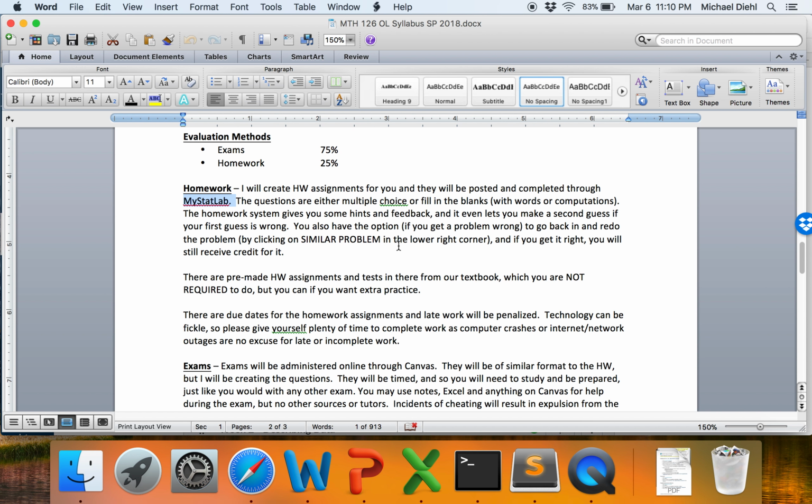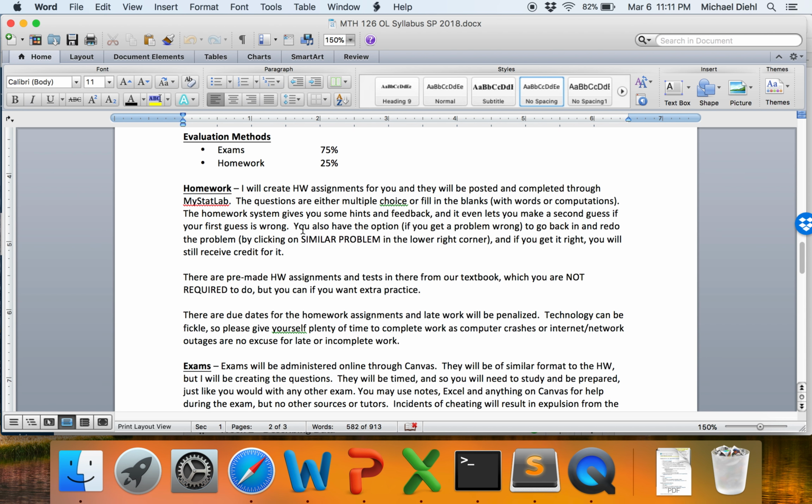The homework system will give you some feedback. If you answer a question and get it wrong, there will often be a reminder, and it'll try to give you a hint. It'll let you take a second guess. In some cases, for some problems, it even lets you take a third guess right away. Of course, you still might get the problem wrong, even though you've had a couple of guesses.